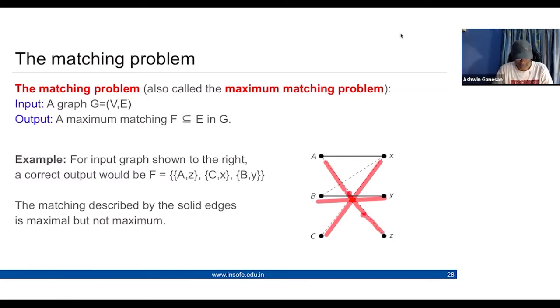So the matching described by the solid edges is maximal, but not maximum. The reason it's maximal is because you can't add any other edges to the two solid edges and still get a matching. Basically, vertices A and X are matched and B and Y are matched in the solid edges. Only C and Z are not matched, but any edge you can possibly add is going to be touching X or touching A. Any edge which is touching C or Z is going to be touching A or X, but A and X are already matched. So the solid edges form a maximal matching, but not a maximum matching.